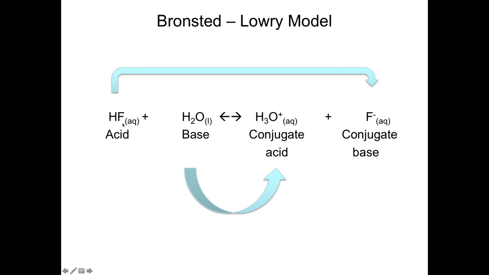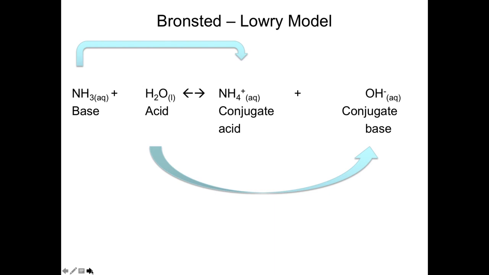So you have HF, with the H plus paired up with F minus. This would be the acid. Once you lose that hydrogen, you're going to have F minus, which is the conjugate base. In this example, water is going to be our base because it's with this acid. So the water is going to accept the hydrogen and become the conjugate acid. So base is always paired with conjugate acid. Acid's always paired with conjugate base.